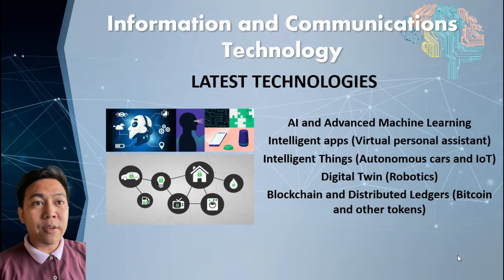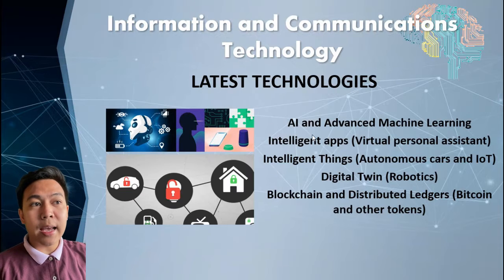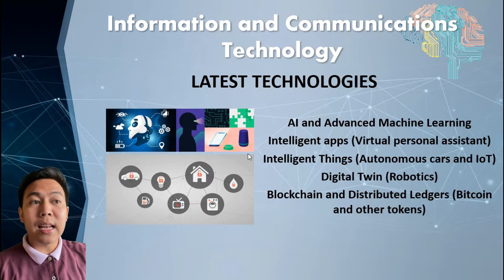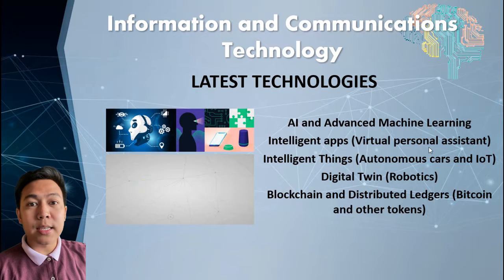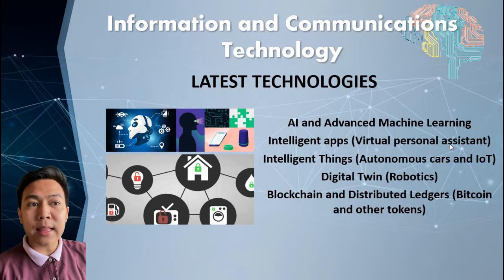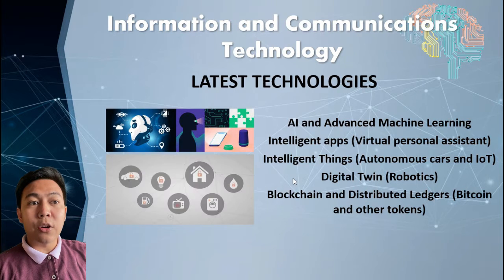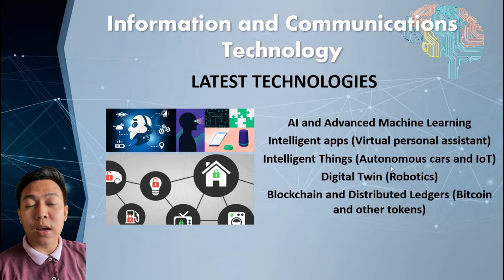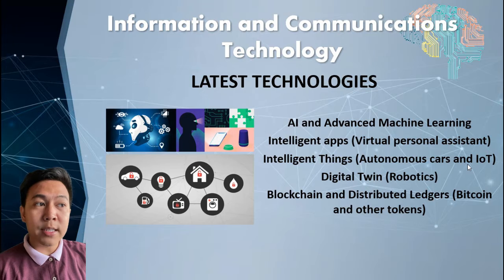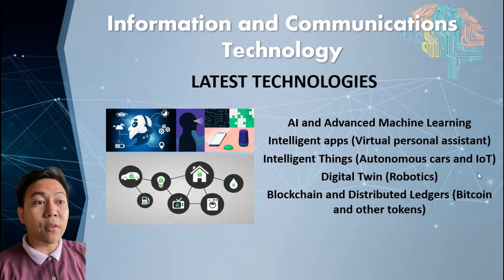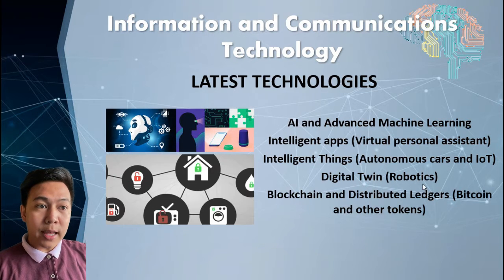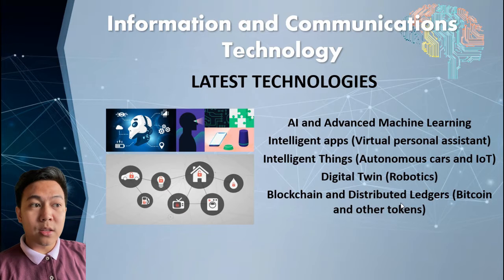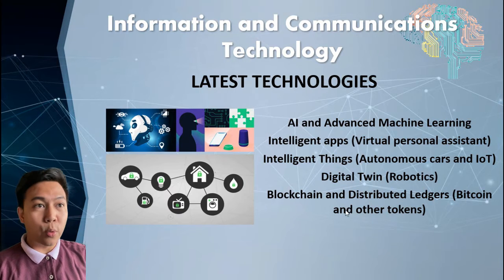And then we also have the latest technologies such as AI and advanced machine learning, intelligent apps such as virtual personal assistants. Siri is an example of that. Intelligent things, such as autonomous cars, or what we call IoT or Internet of Things, digital twin or robotics, blockchain and distributed ledgers, which is Bitcoin and other tokens.